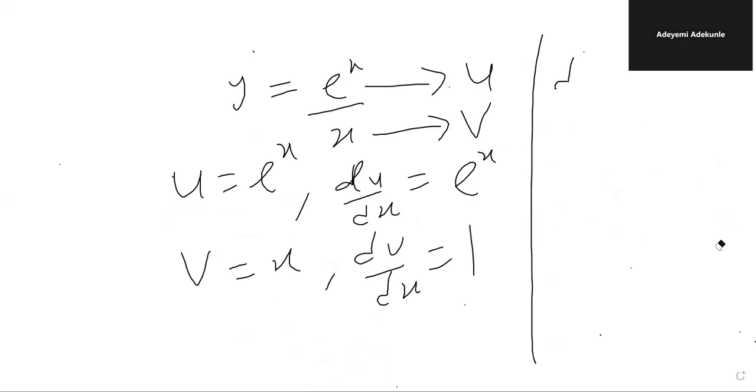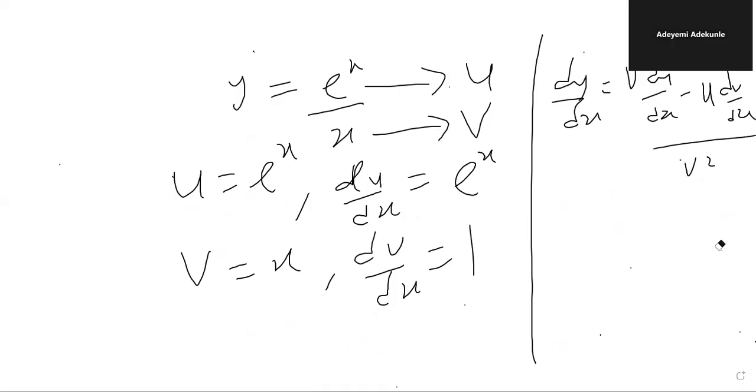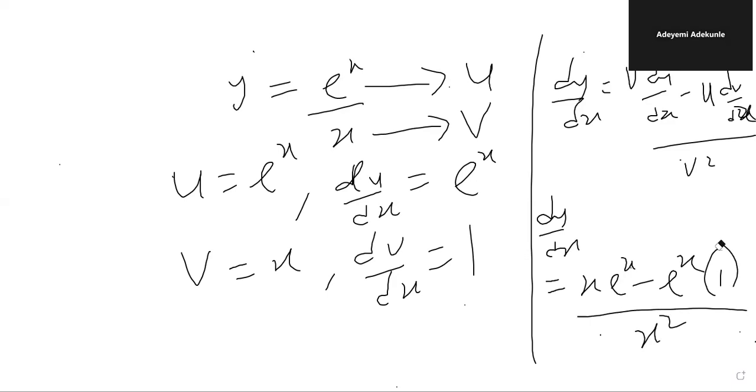All right. So following the approach, dy dx, like we used to say, is equal to v du dx minus u dv dx, over v squared. So from here, my dy dx should be equal to v, which is x, times du dx, which is e raised to power x, minus u, which is e raised to power x, times dv dx, which is 1, then over v squared, which is x squared.